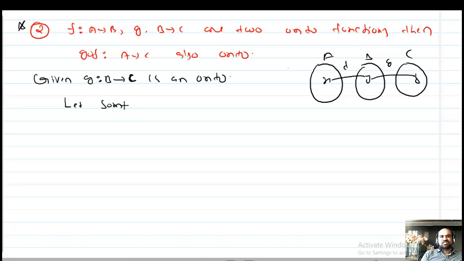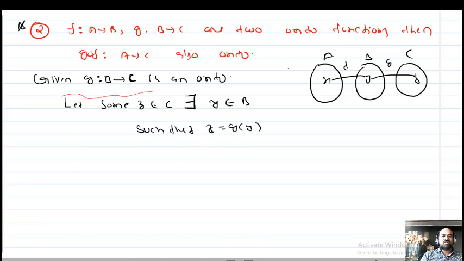That I will write. Let some z belong to C. Then there exists y belonging to B, compulsorily this happens, such that z equals g of y. So this is the only important step for the theorem.